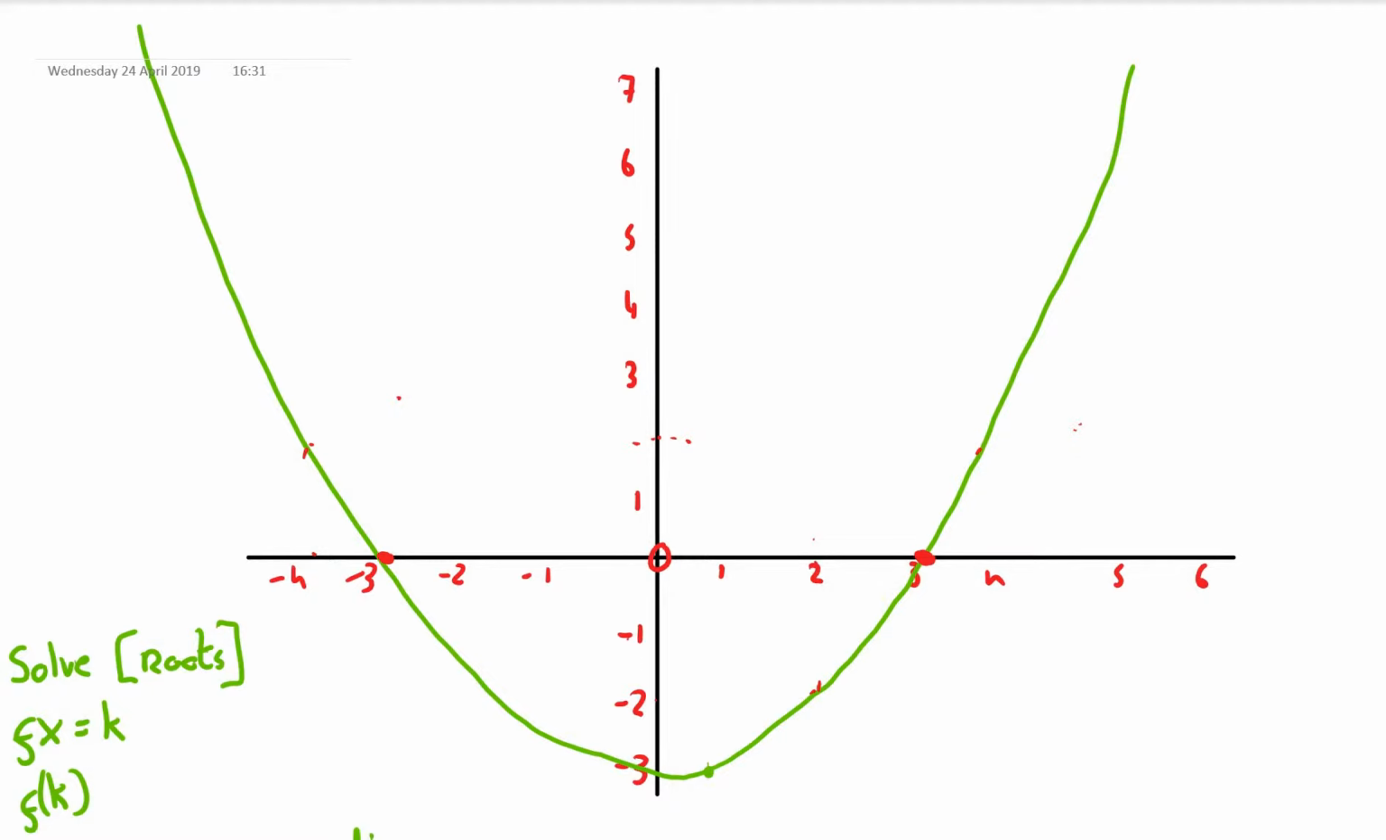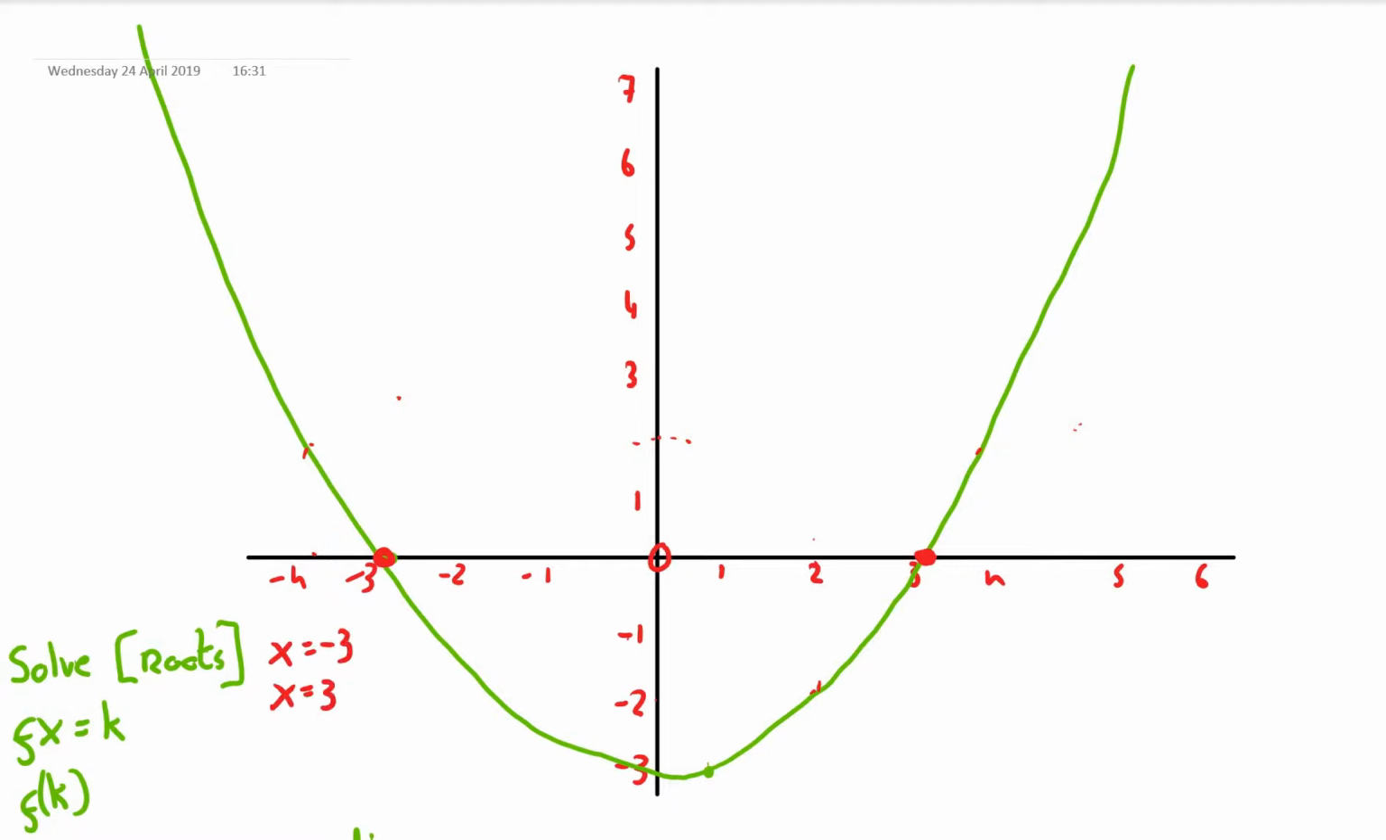In this video, we're going to answer some questions on a drawn graph. Right, so first thing they ask us to do is solve the graph or find its roots. Well, that's a very easy question to answer. To find its roots, we just look where the graph crosses the x-axis. And the graph crosses the x-axis at x equals minus 3 and x equals 3.